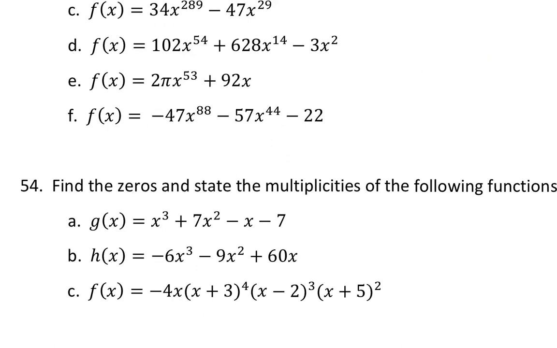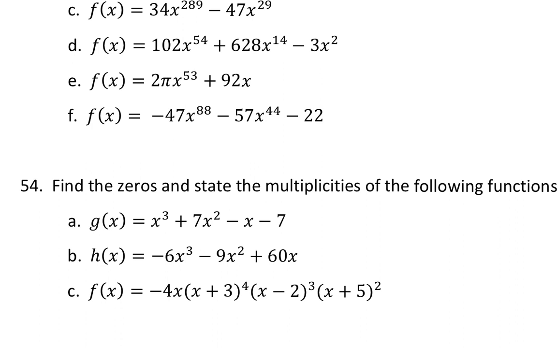Okay, going on to the next one. Our biggest power here is 333. That is an odd number. And then we also have a negative out front. So odds normally are like that, but because it's negative, we get flipped, so it's going to be rising to our left and falling to our right. So that's our end behavior.